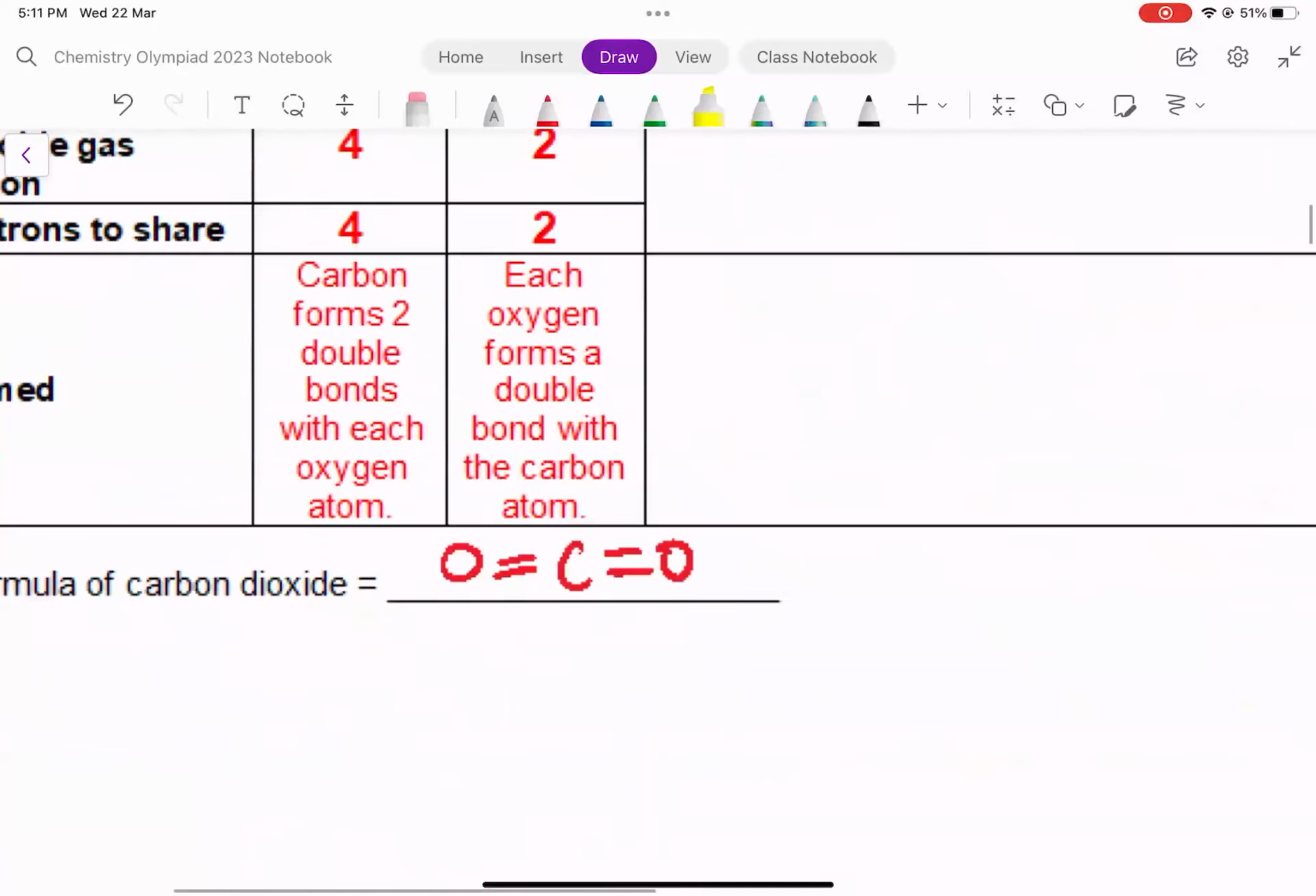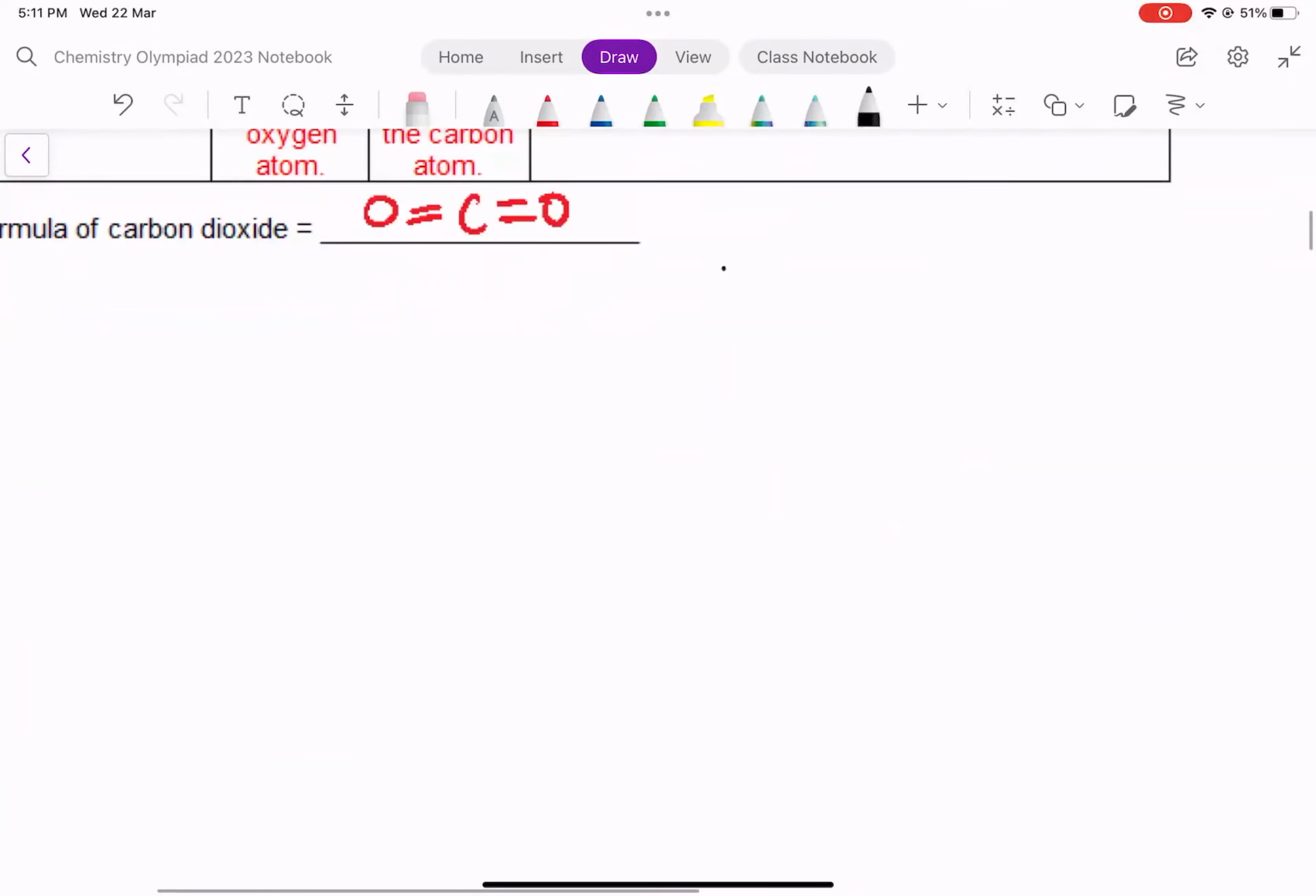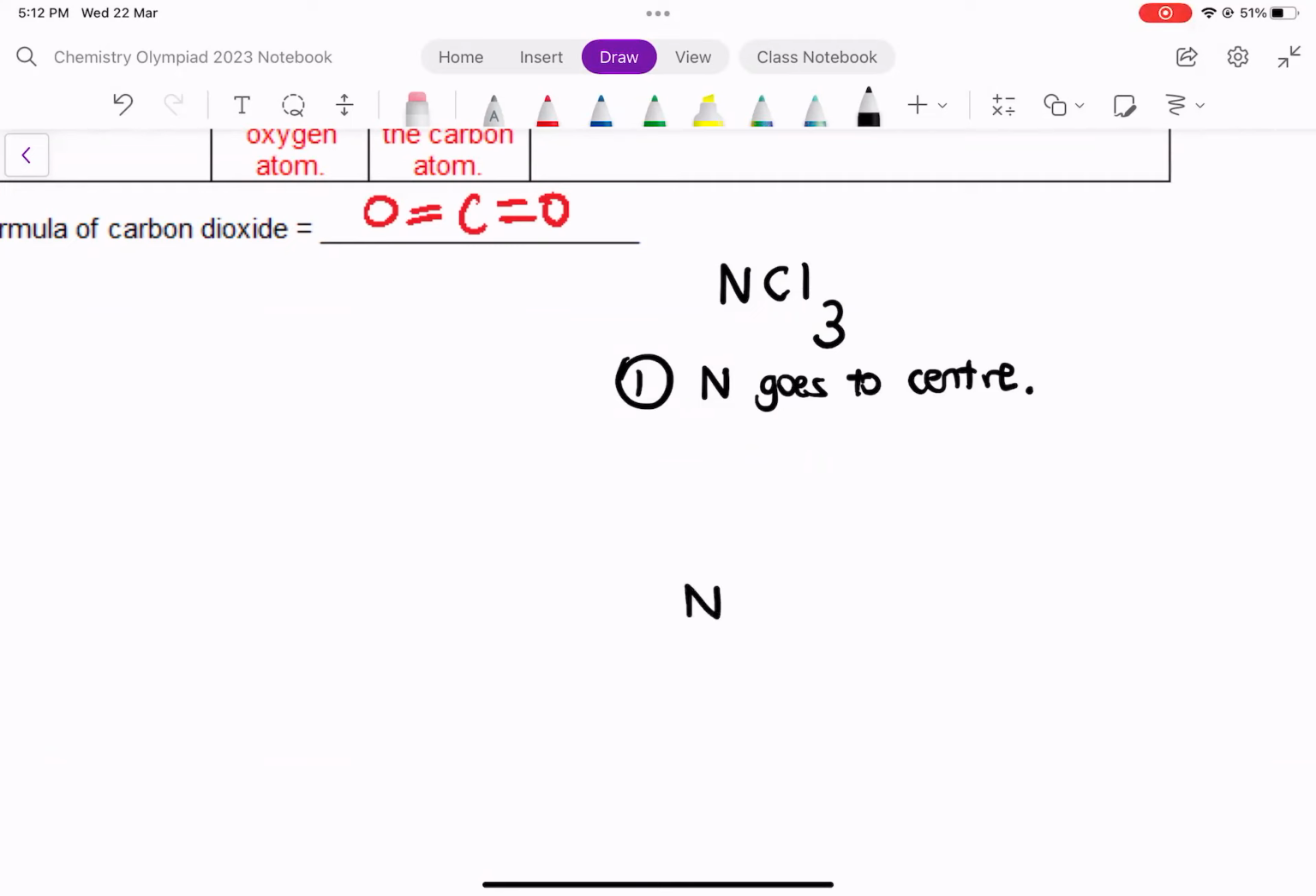Now we can go on to more examples. Take for example, how will we draw NCl3? Same principles. First, you need to know that there's only one nitrogen, therefore nitrogen goes to the center. When drawing the covalent molecule, N must be in the center, followed by Cl, Cl, Cl on the sides connected to N. The Cl don't connect with Cl, the Cl connects with N.